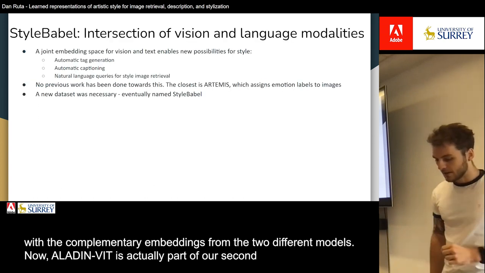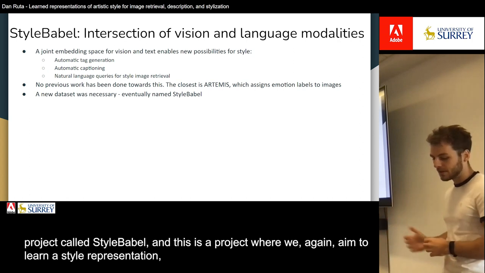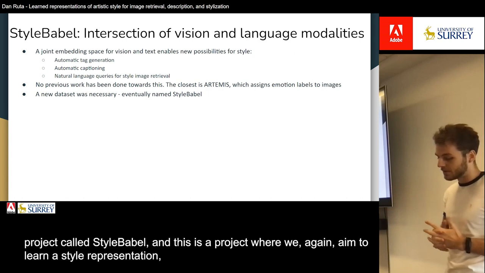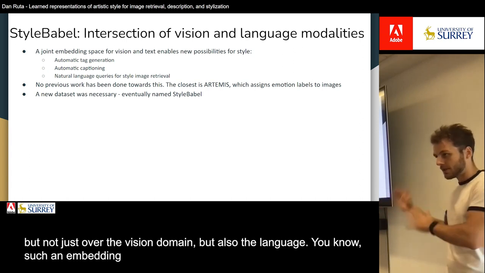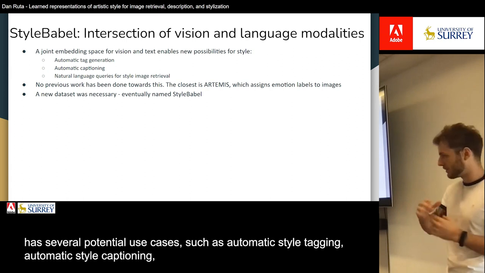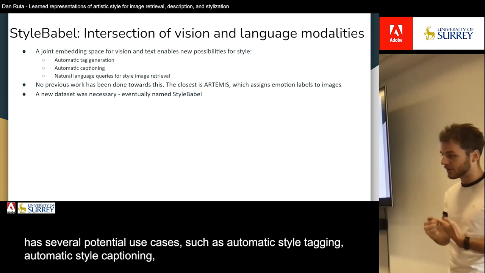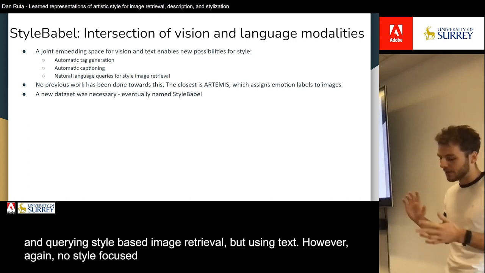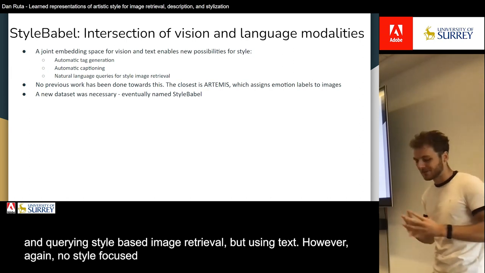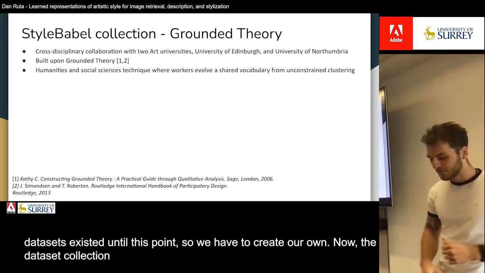Now, ALADIN ViT is actually part of our second project called StyleBabel. And this is a project where we, again, aim to learn a style representation, but not just over the vision domain, but also the language. You know, such an embedding has several potential use cases, such as automatic style tagging, automatic style captioning, and querying style-based image retrieval, but using text. However, again, no style-focused datasets existed until this point, so we had to create our own.